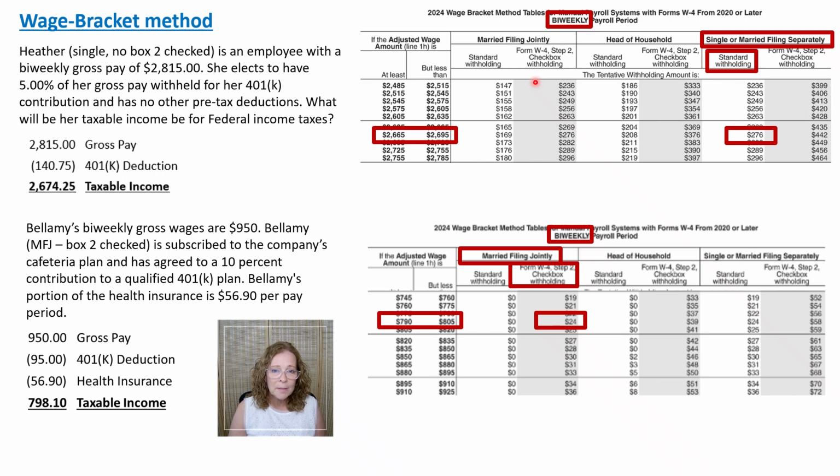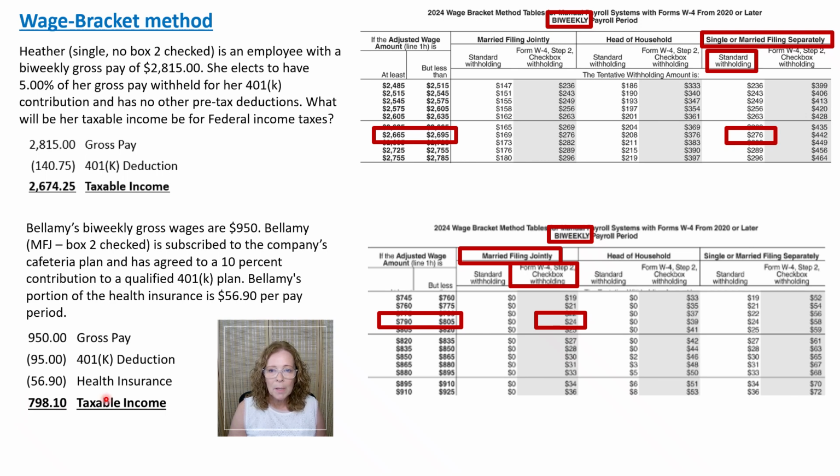For Heather, who has taxable income for federal income tax withholdings of $2,674.25, we find the row that includes this taxable amount and continue until we find the column that shows us single filing status and the standard withholding because Heather did not check box 2 withholdings, and find the tax of $276.